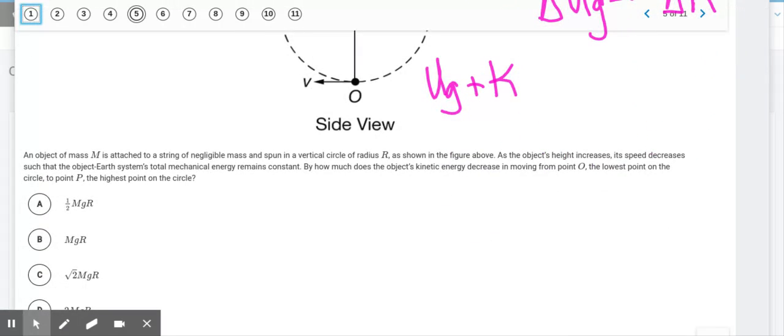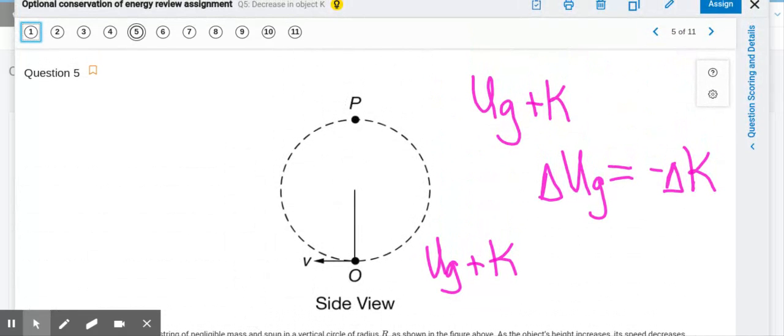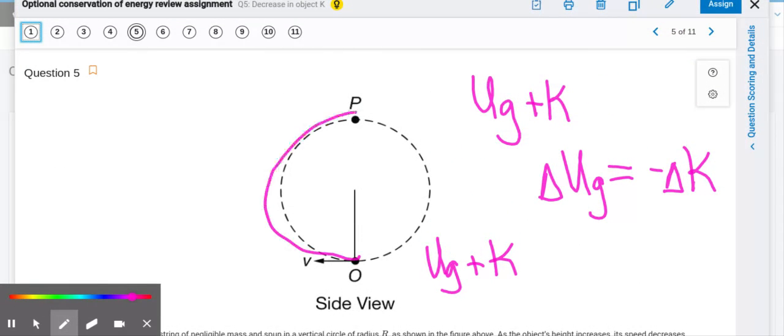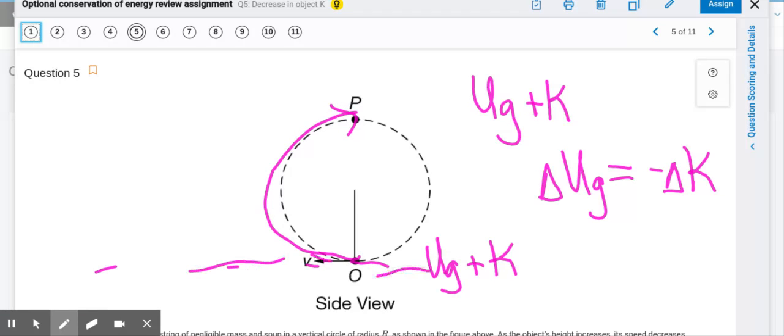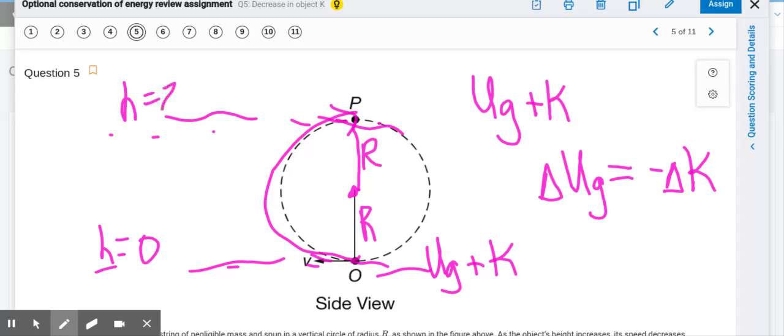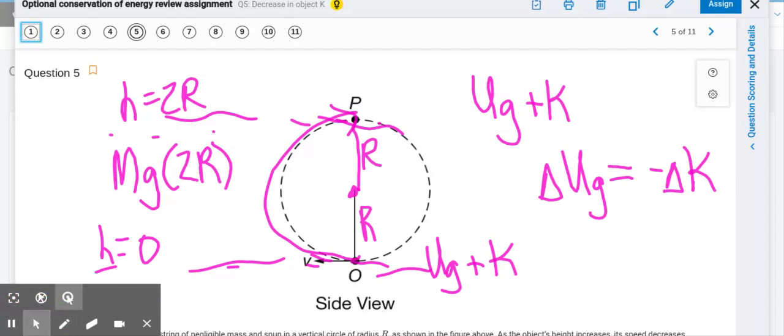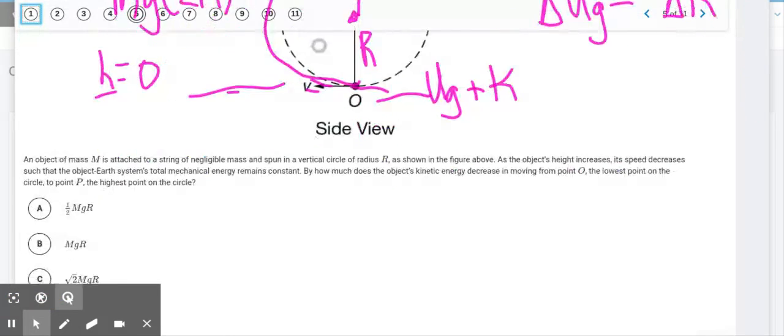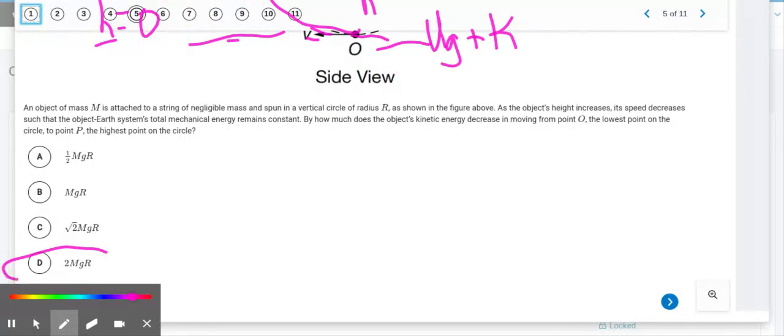So how much does it decrease moving from O to P? Going from this way to this way, down here, let's call this a height of 0, H equals 0. And up here, this is going to be a height of R plus R, so H equals 2R. So our change in GPE is going to be mg times our height, 2R. And that's also our change in kinetic. So we're looking for 2mgR, and that is this last one.